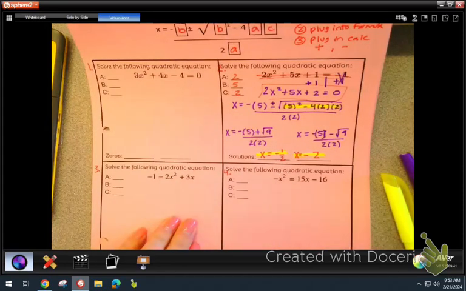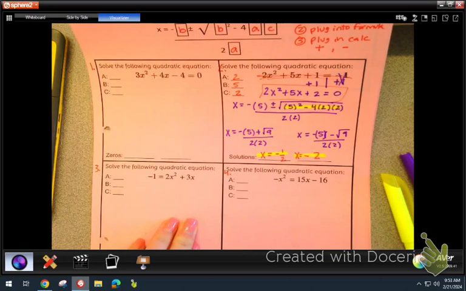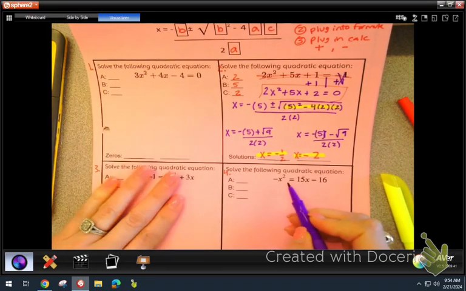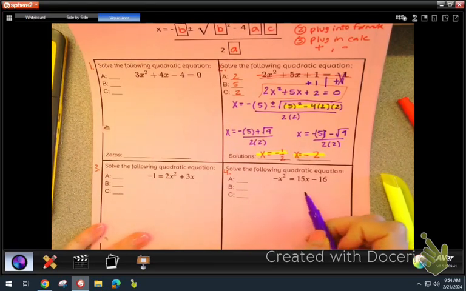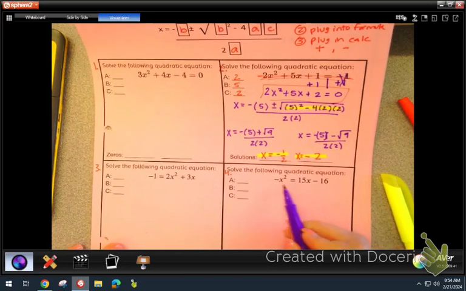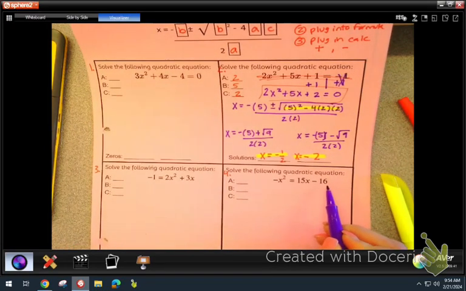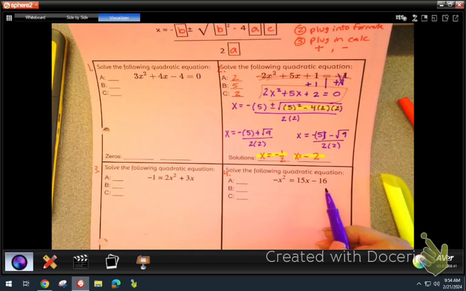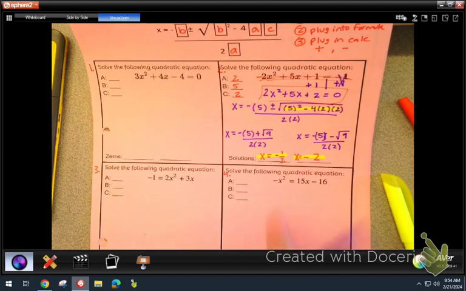Actually, I know I said we were going to do 4. Let's set 4 equal to 0, and then I want to do one where we get kind of ugly numbers, and then I'm going to have you come back and finish this page. Now, there's a couple ways that we could do it. Right now, we have negative x squared equals 15x minus 16, and we need one side of our equation to be equal to 0. So, do y'all want to move one thing, or do you want to move 2 things?